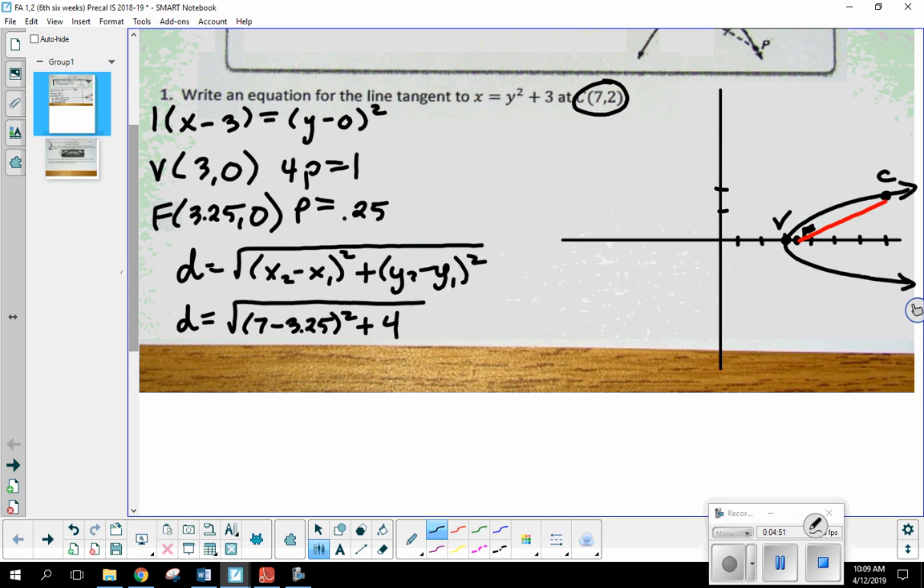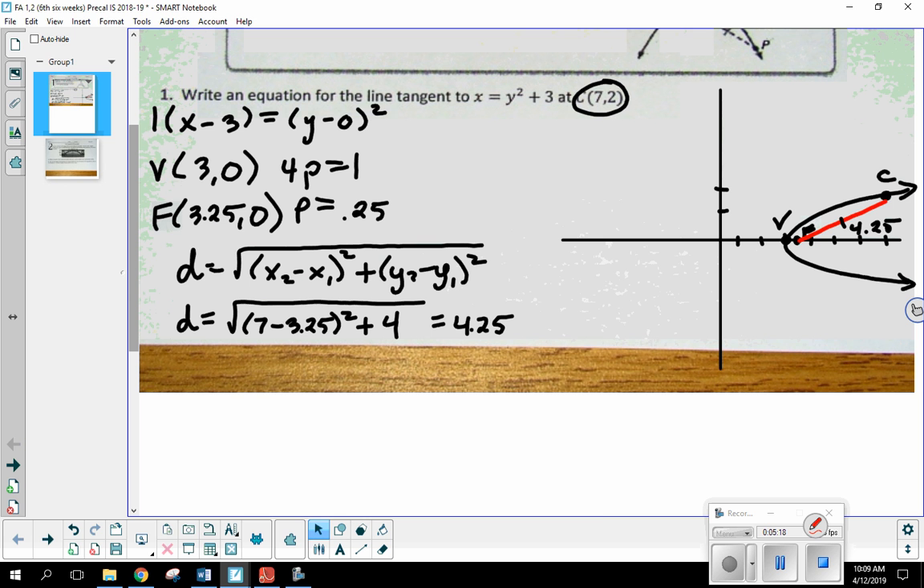Okay, so somebody help me. If we plug that in the calculator, what distance am I going to get from the focal point to point C? 4.25. Okay, thanks, Susie. All right, so I know this distance here is 4.25 units.